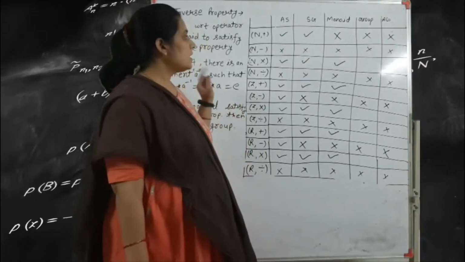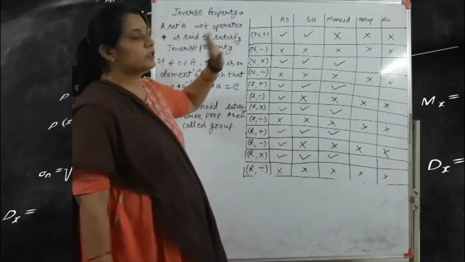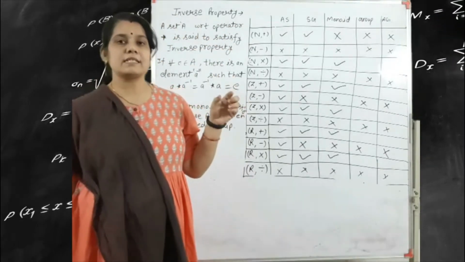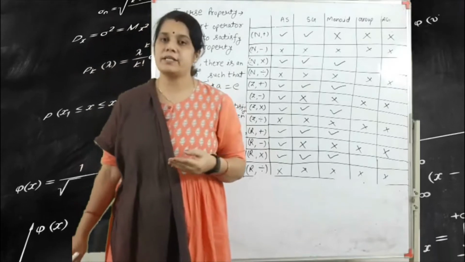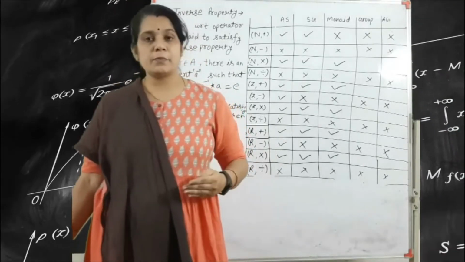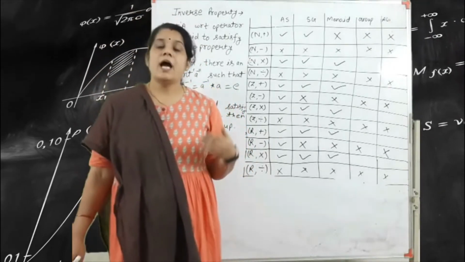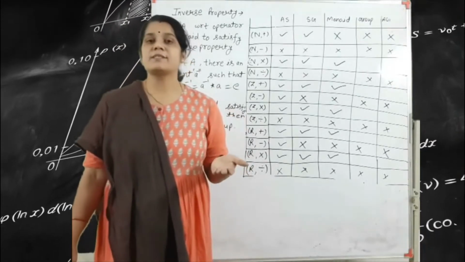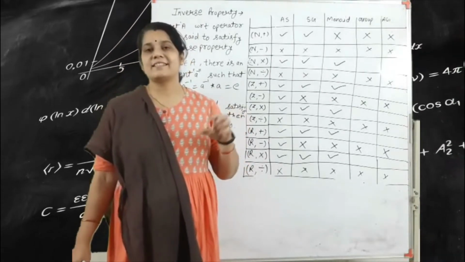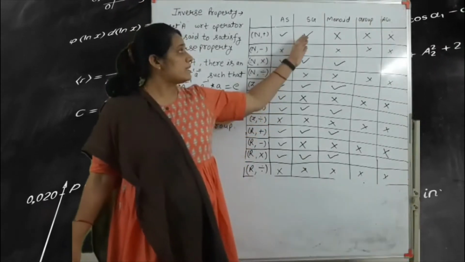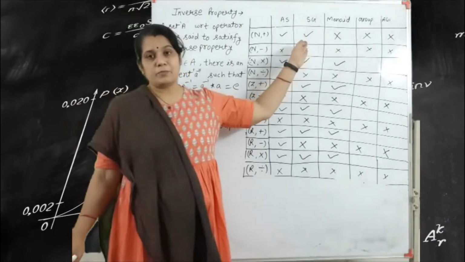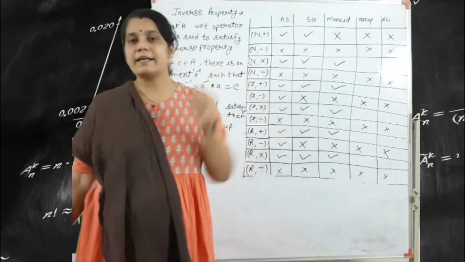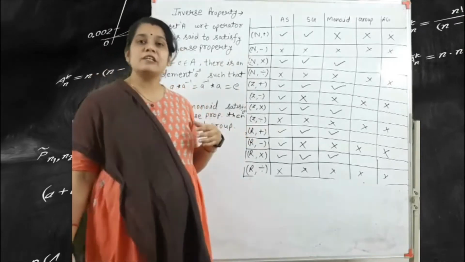Okay, so next one is the group. Group, that means what? If a set A with respect to any operator satisfies the closure property, associative property, identity property and the inverse property, then we can say that this is a group. So we have already covered three properties: closure, associative and identity property. So next one is the inverse property.